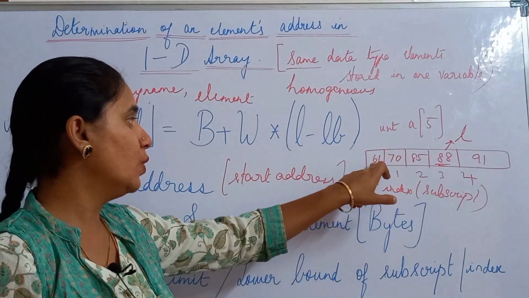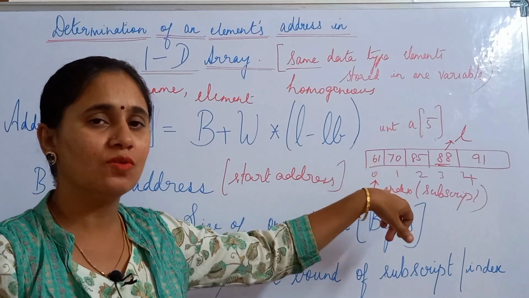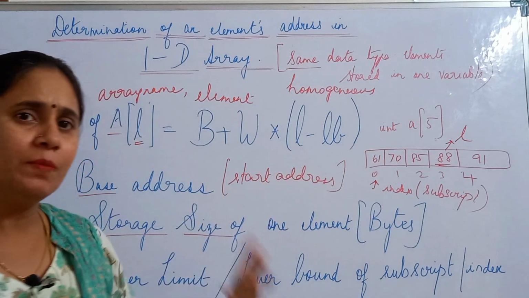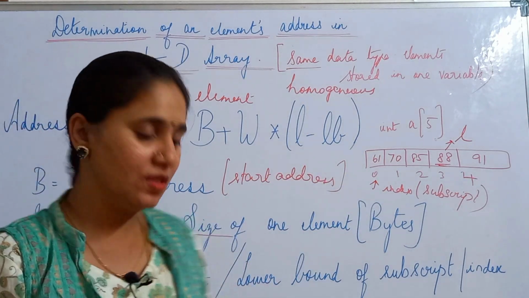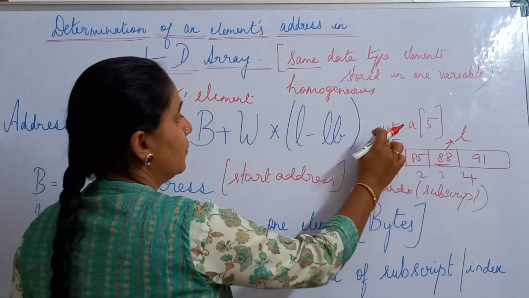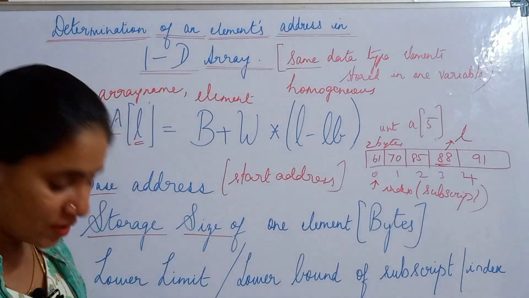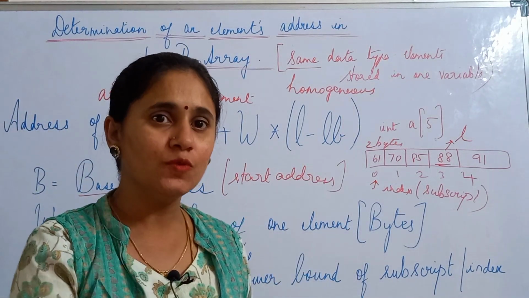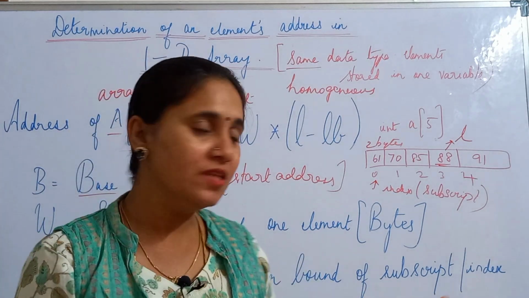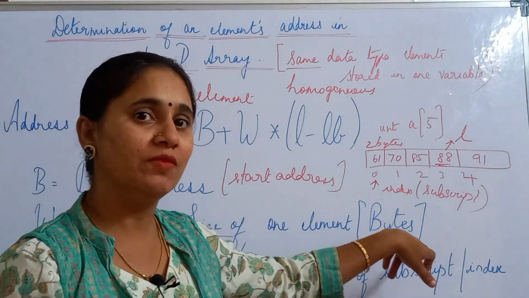For example, 61 is stored in index value 0. What will be the storage size of this 61? Since it is an int, it will be 2 bytes, isn't it? If it is float, you will have 4 bytes. If it is character, the storage size will be 1 byte. So like this we must assume. But in the question they may change and give you this value. The storage size will generally be given in bytes.